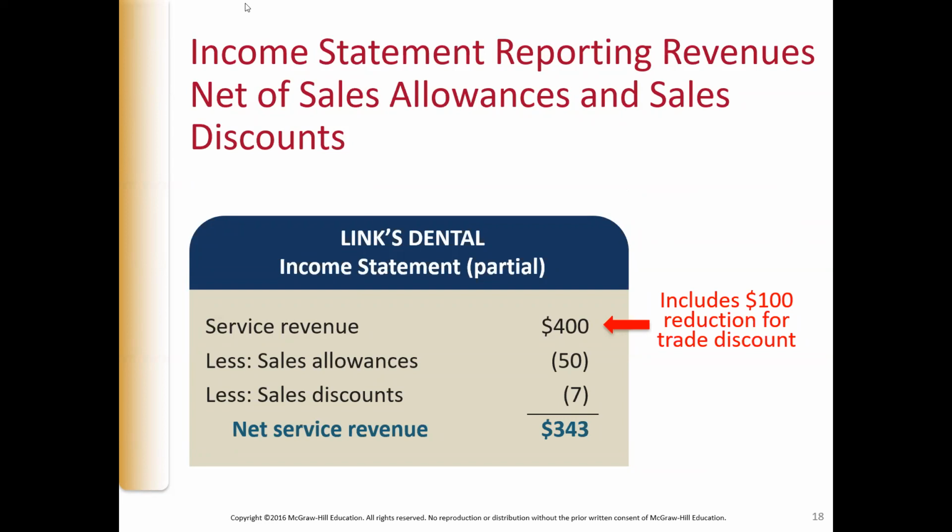Okay, sorry about that. So you see here, the service revenue does not show 500. The service revenue here shows 400 because that is truly what they're selling the service for. Then we have our contra accounts right below it. We have our sales allowance of 50, and we have our sales discount of 7, for our net service revenue to be $343.